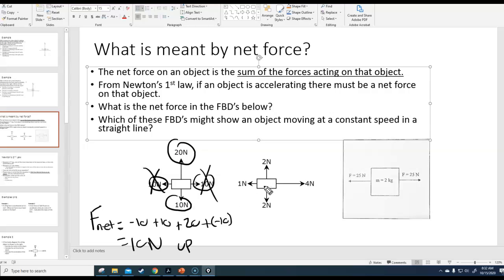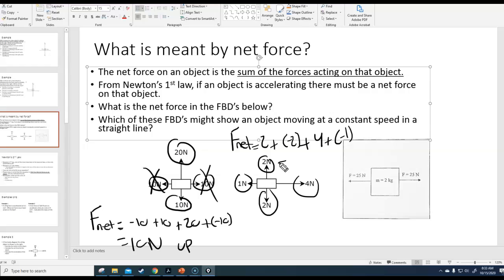Okay, take a look at the middle free body diagram. Same thing. Net force is the sum of the forces. I have 2 newtons up plus negative 2 newtons down plus 4 newtons to the right. That's positive 4 because it's going to the right, plus negative 1 newtons to the left. So what is the net force? These two cancel. 4 plus negative 1 makes 3. So I have 3 newtons to the right, so my net force, F net, equals 3 newtons, and it's to the right.